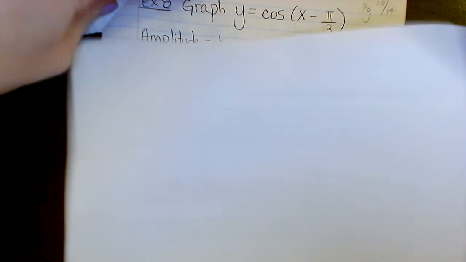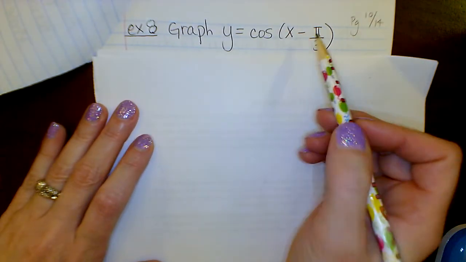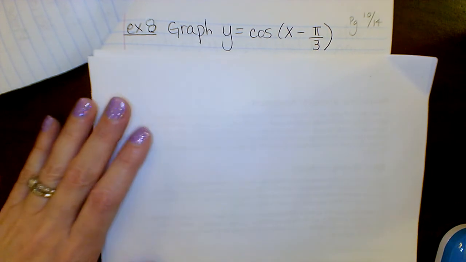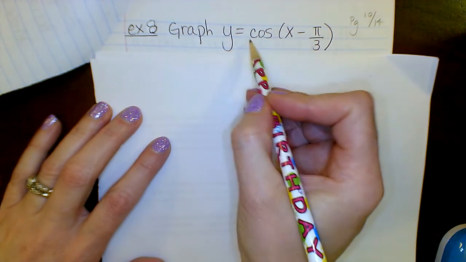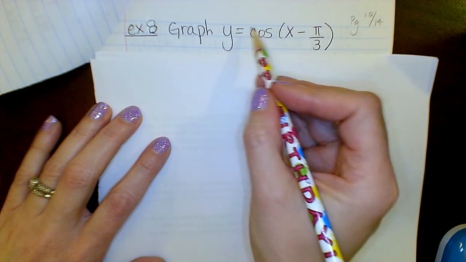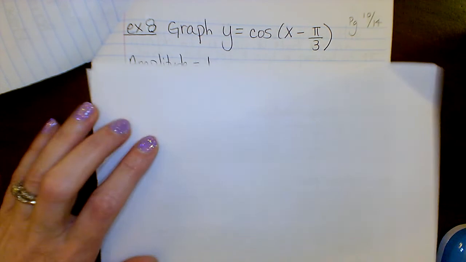All right, let's do a cosine graph. This cosine graph is going to have a phase shift. Because that's a minus, that's going to be to the right, just like the last example. So this is going to go to the right, pi over 3 units. Again, we have an a value of 1, a b value of 1. So my amplitude is still 1. My period is still going to be 2 pi. That's not going to change.